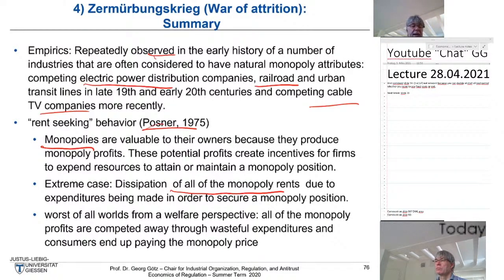And in a sense, you might end up in the worst of all worlds from a welfare perspective, where you end up with a monopoly, and at the same time all rents are wasted through wasteful expenditure. And consumers end up paying the monopoly price. The war of attrition is not the worst of all worlds, because at least for some time you had low prices, but there are other instances.